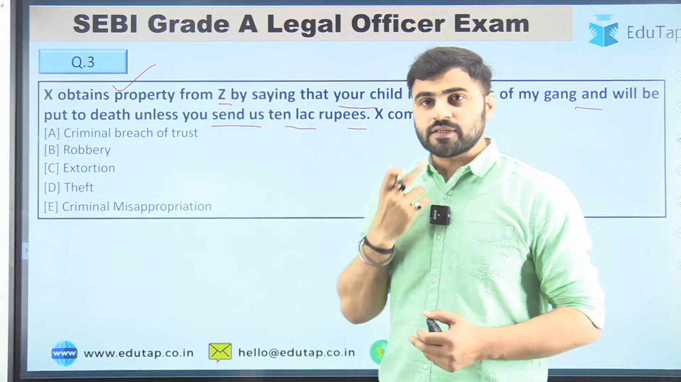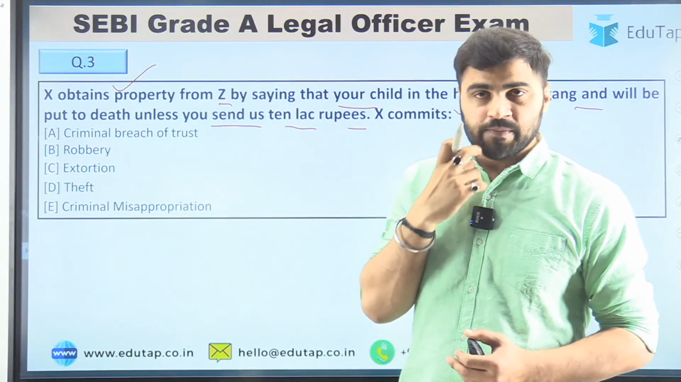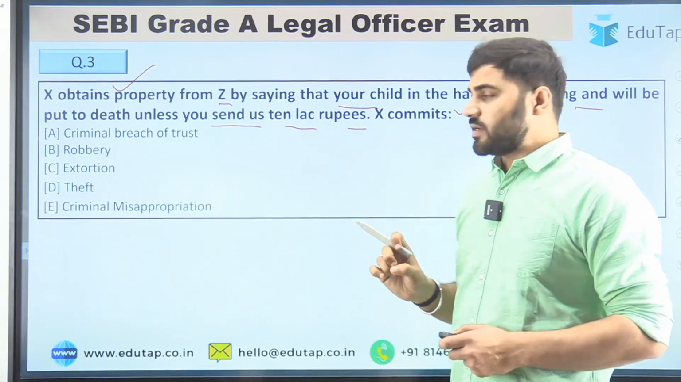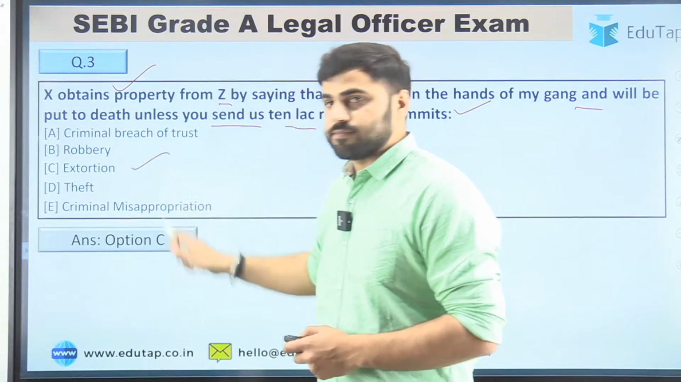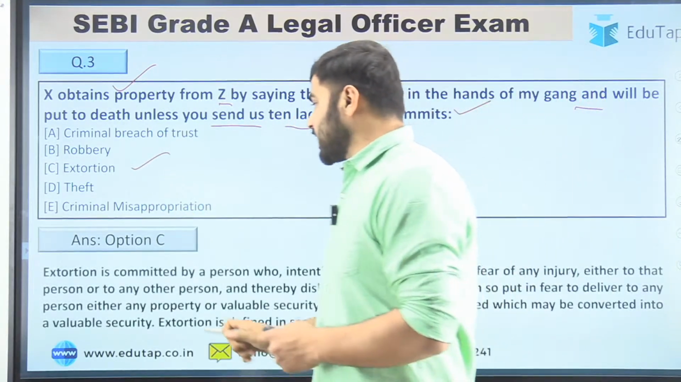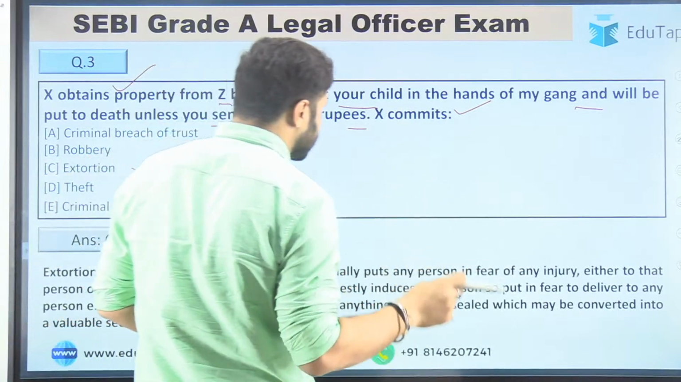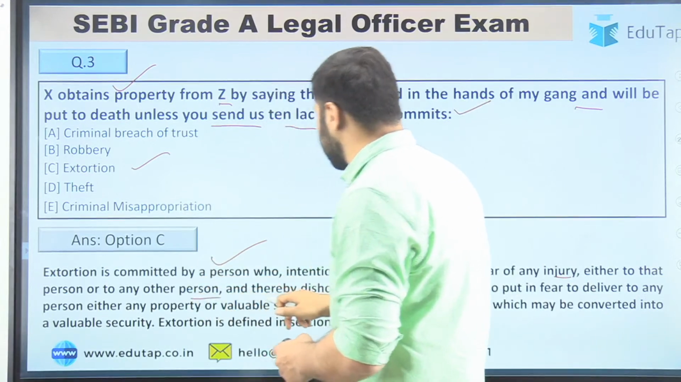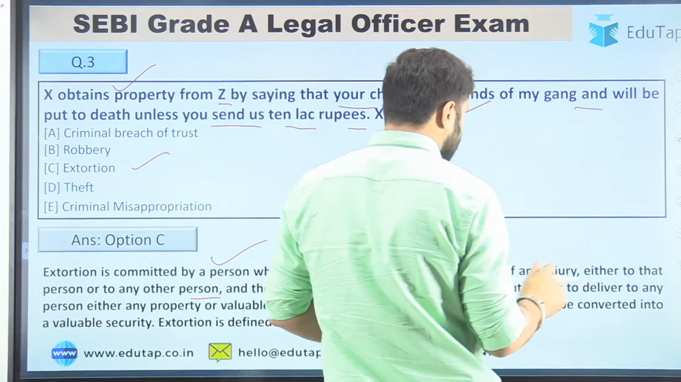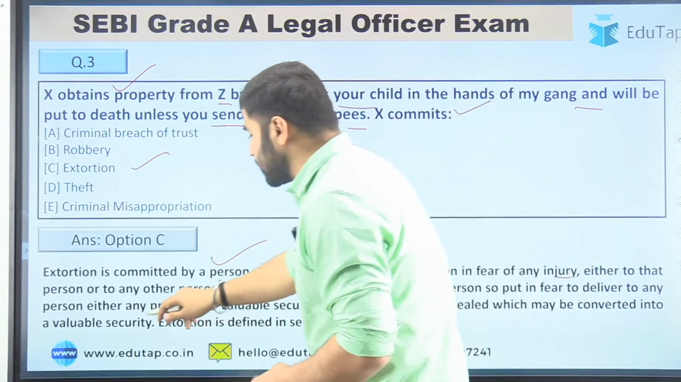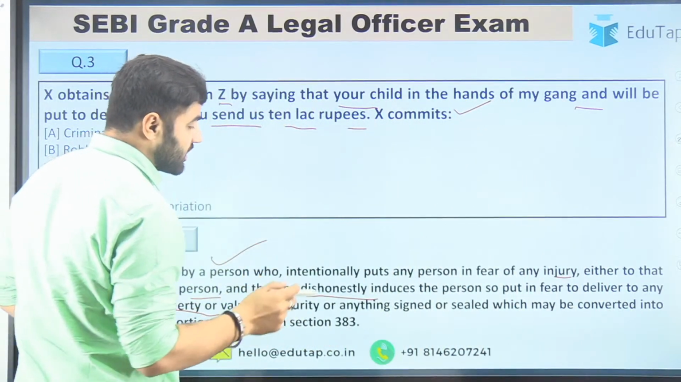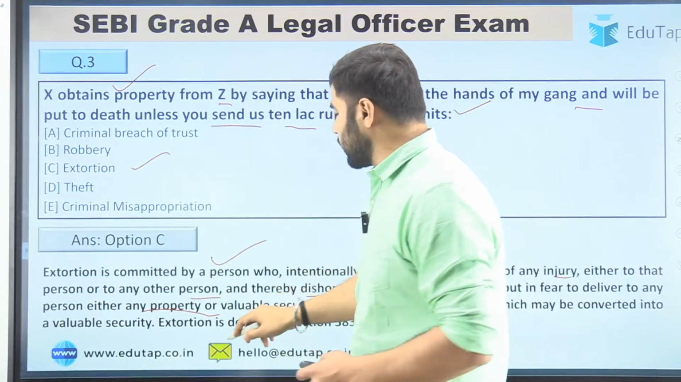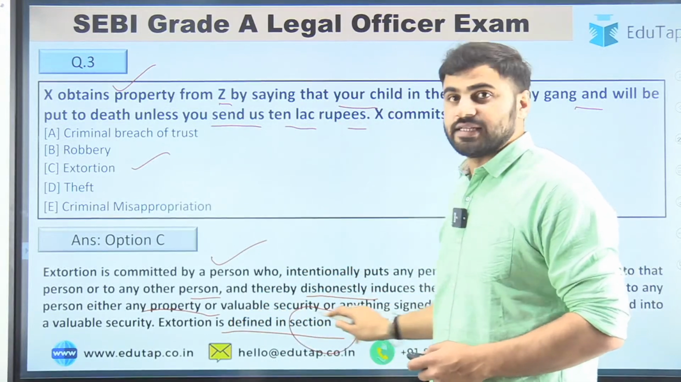Tell me the right answer for question number third, guys. So the right answer for question number third is option number C, that is extortion. Right guys? Extortion is committed by a person who intentionally puts any person in fear of any injury, either to that person or to any other person, and thereby dishonestly induces the person so put in fear to deliver to any person either any property or valuable security or anything signed or sealed which may be converted into a valuable security. So extortion is defined under section 383, right?